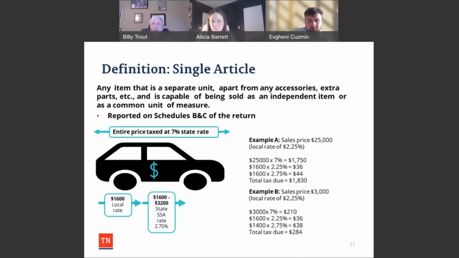Now, going back to something that seems really rudimentary, and thank you to Alicia for showing the car example up there once again too, is on TennTAP, y'all. This sounds so basic, but it's so important because we get a lot of questions on it. When TennTAP asks you, do you have sales to report? Yes or no. Do you have exemptions to report? Yes or no. Do you have single article taxes to report? Yes or no. You have to answer those questions. And if you don't, it won't proceed.